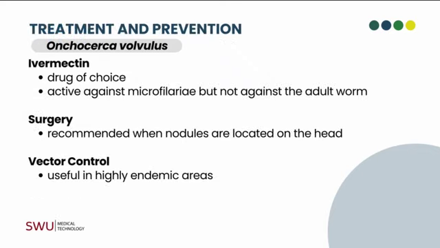For the treatment and prevention, the drug of choice for onchocerciasis is ivermectin. It is active against microfilariae, but it's not active against the adult worm. It is contraindicated also in areas that are co-endemic for Onchocerca volvulus and Loa loa. Surgery is recommended when nodules are located on the head. And vector control is useful in highly endemic areas.